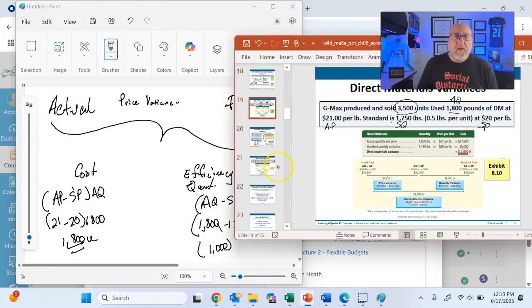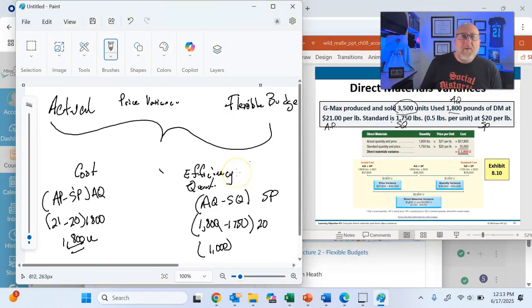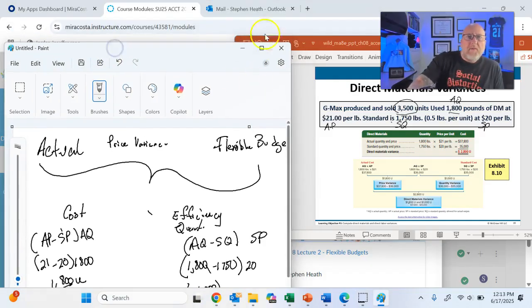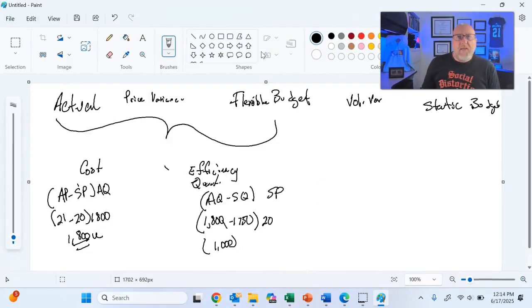Just checking my work. Okay, so we're saying the total difference between the actual and flexible budget is $2,800 unfavorable with respect to material.